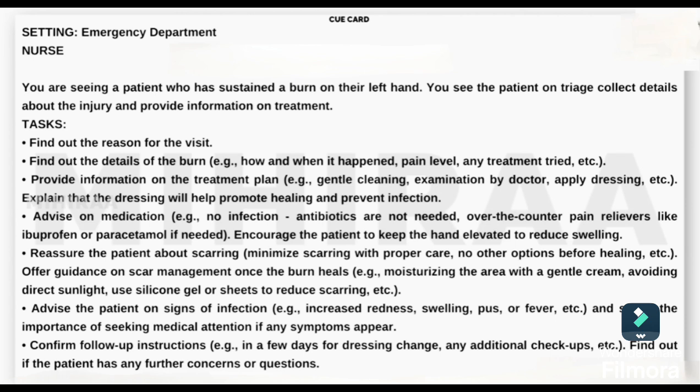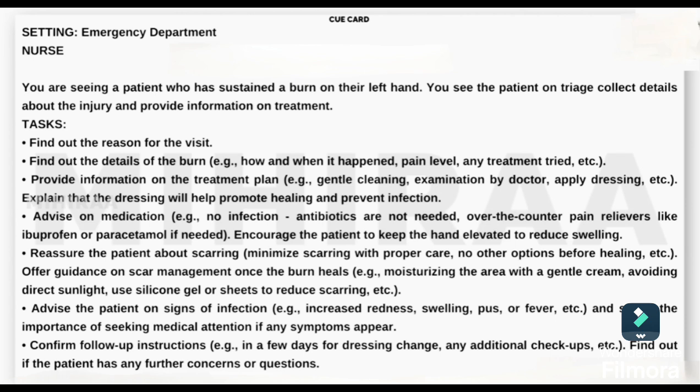The answer might be, oh, sister, it was in the morning. It happened when I was cooking. By mistake, I spilled my tea on my hand and it became like a blister. So I'm so worried about the pain and the scar and everything.